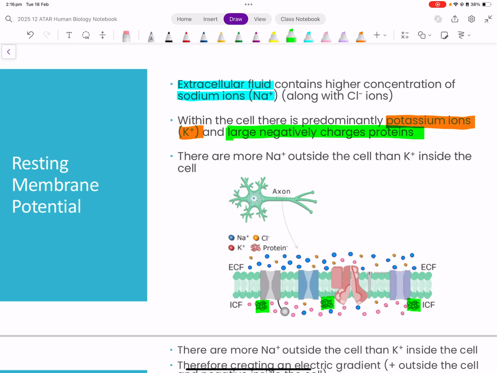This means that at rest, the cell tends to be more negative inside relative to the outside of the cell. And this is because there's more sodium outside the cell than potassium inside the cell, and also due to the presence of these large negatively charged proteins. This is the cell at rest.